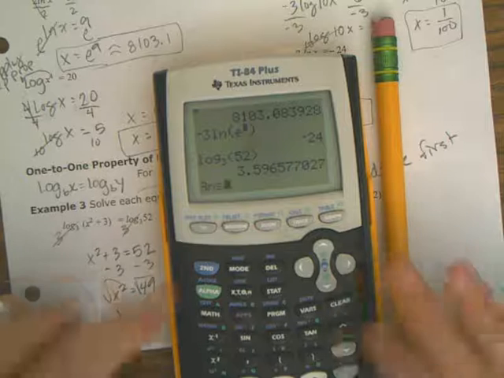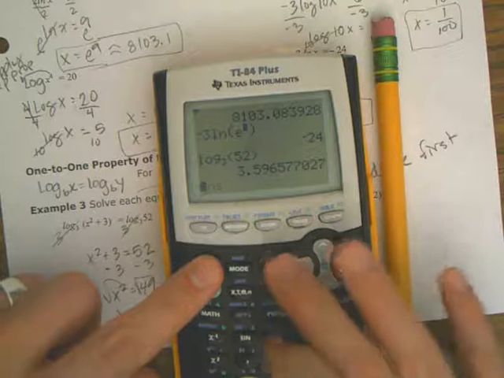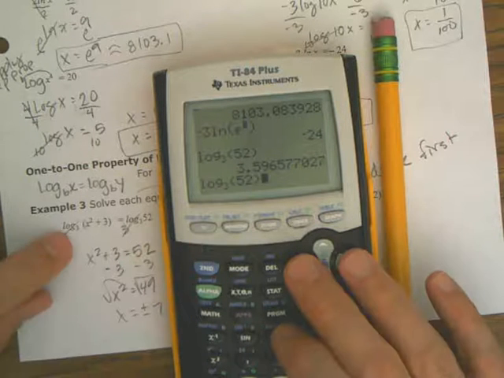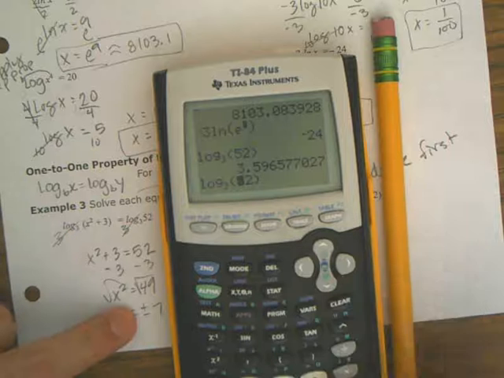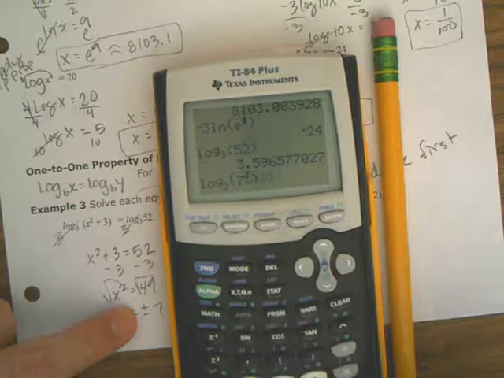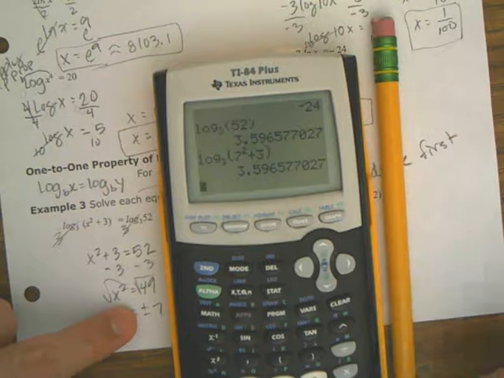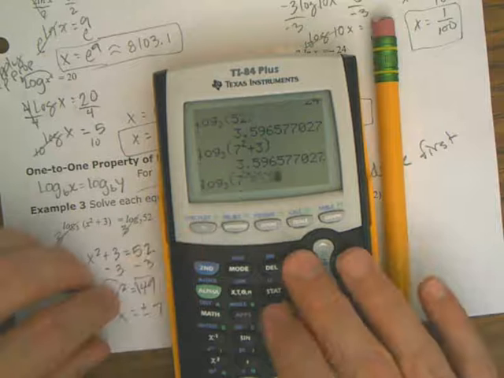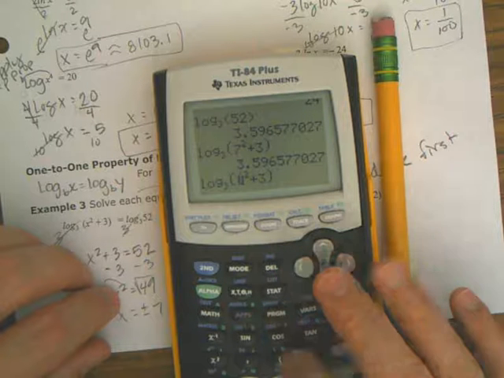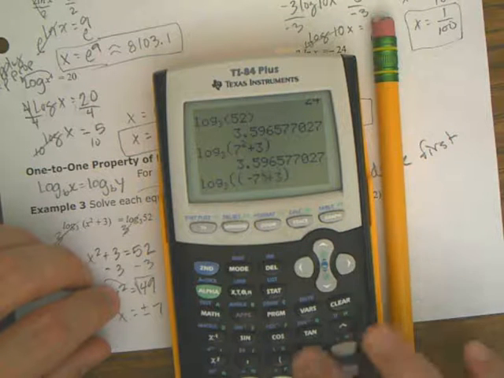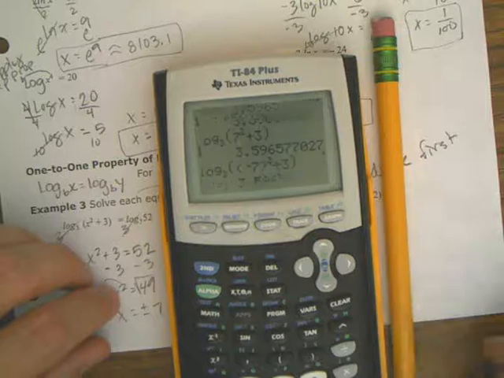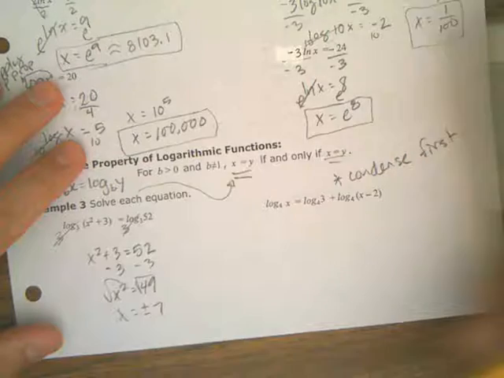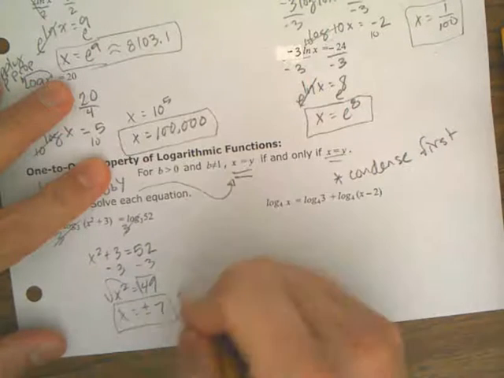So log base 3 of, this time, 7 squared plus 3. Same thing. Second enter. Parentheses, negative 7 squared plus 3. Same thing. They both work. Check, check. From now on, I'm just going to say plug it in your calculator to make sure it works, and then we're going to move on.